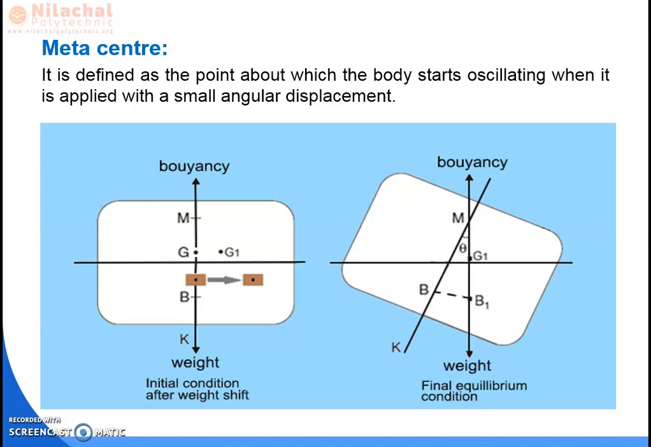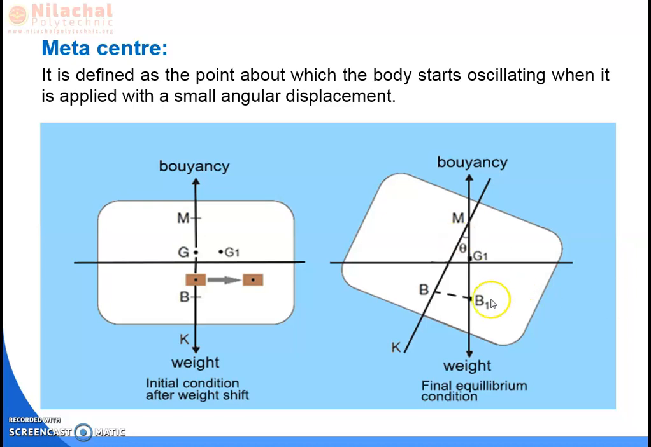During this condition, there is an upward buoyancy force acting at point B1, where the buoyancy force shifts its position from B to B1. At this B1 point, the buoyancy force is applied, passing through B1, and it intersects the normal axis of the body at a point, and that point is known as your metacenter. This is the point about which the body starts oscillating when it is given a small angular displacement.